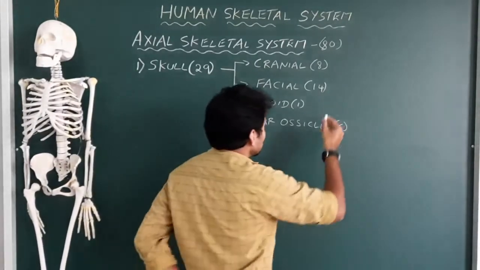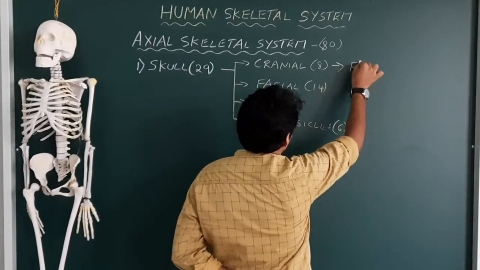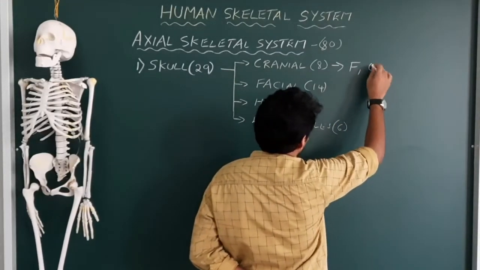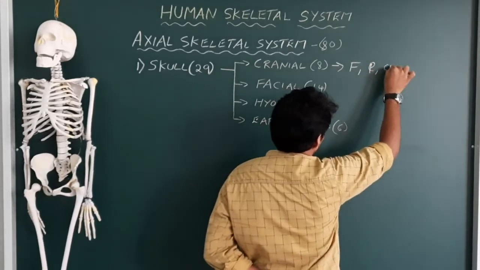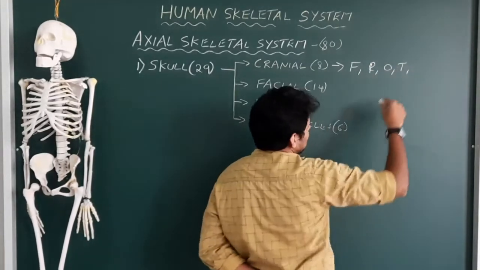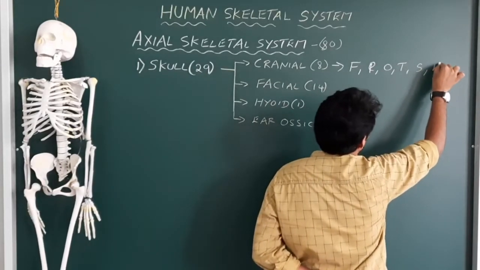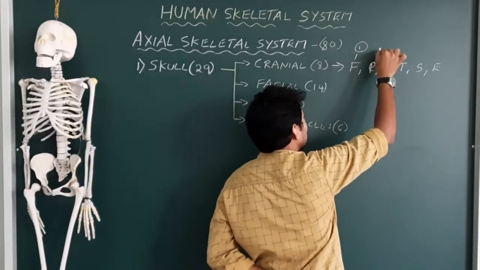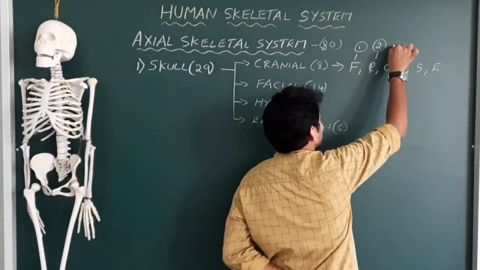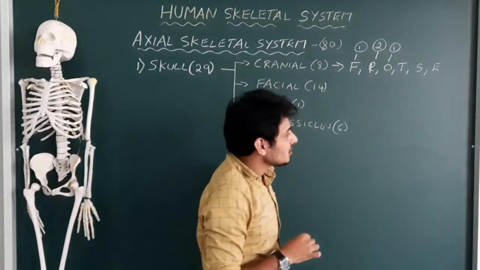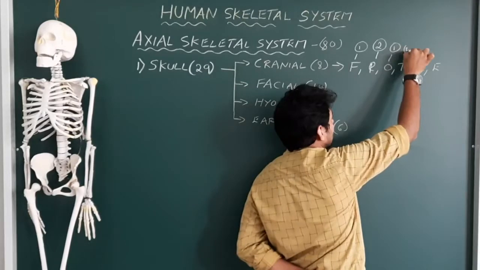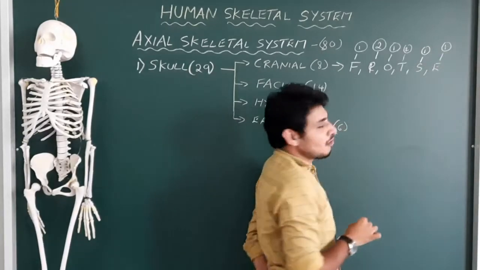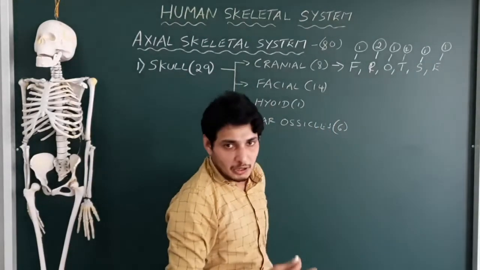Now let us write that. The first one is called the frontal, the second one is actually called the parietal, then occipital, then temporal. Then we write sphenoid, then ethmoid. How many frontal bones are there? Only one. How many parietal bones? That is 2. How many occipital bones? Only 1. How many temporal bones? That is 2. How many sphenoid? Only 1. What about ethmoid? That is 1. So frontal, parietal, occipital, temporal, sphenoid, ethmoid.